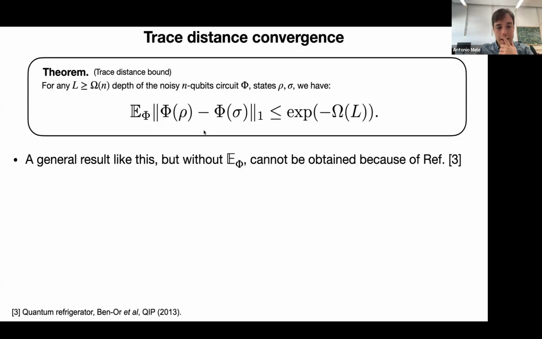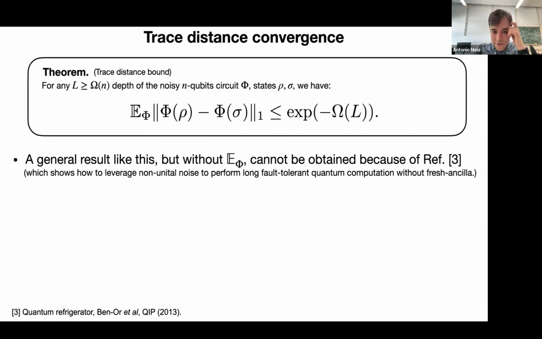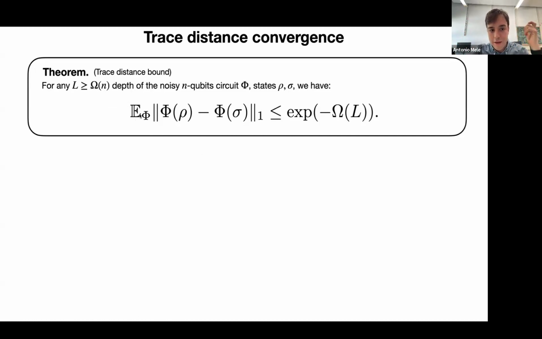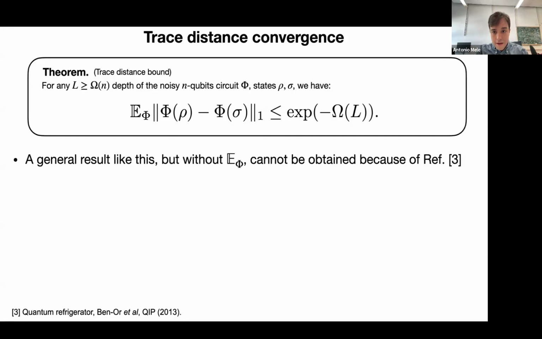However, one can be a bit confused. One can say, okay, but why are you showing this result with an expected value? Is it possible to show this result in general, so that any noisy quantum circuit will have this property? However, the answer to this is no. There are easy examples, like with the dephasing noise that is also unital, where this kind of inequality does not hold in general without the expected value.